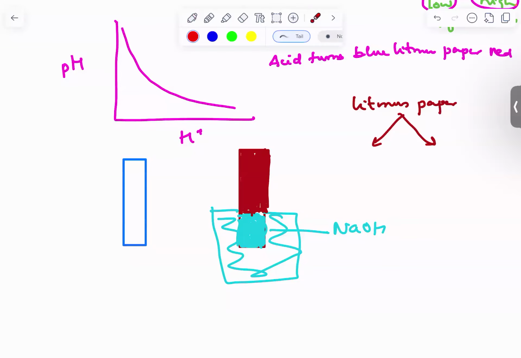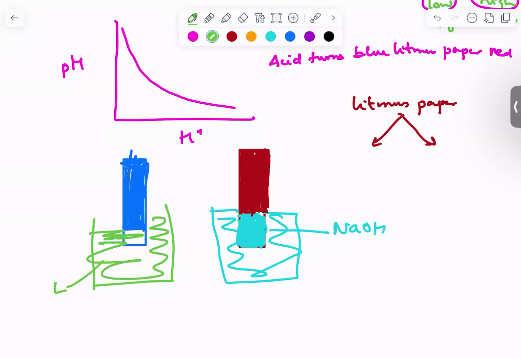All right. And if I take a blue litmus paper like this, and I dip it in acid till here.